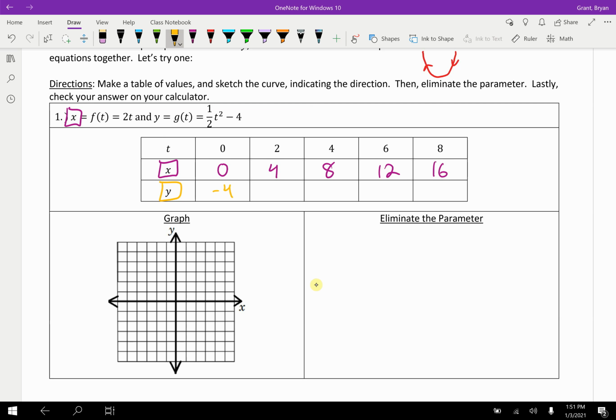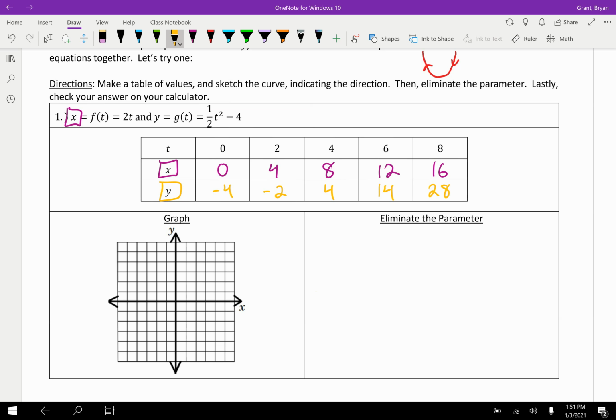0 gives us negative 4. For 2, half of 4 is 2, 2 minus 4 is negative 2. Substituting in 4, 16, half of 16 is 8, 8 minus 4 is 4. For 6, 36, half of 36 is 18, 18 minus 4 is 14. And then we substitute in 8, 64, half of 64 is 32, 32 minus 4 is 28. All right, well, what does this look like?